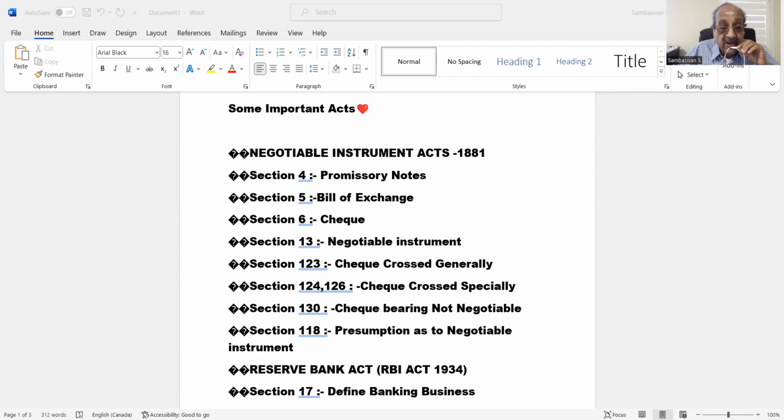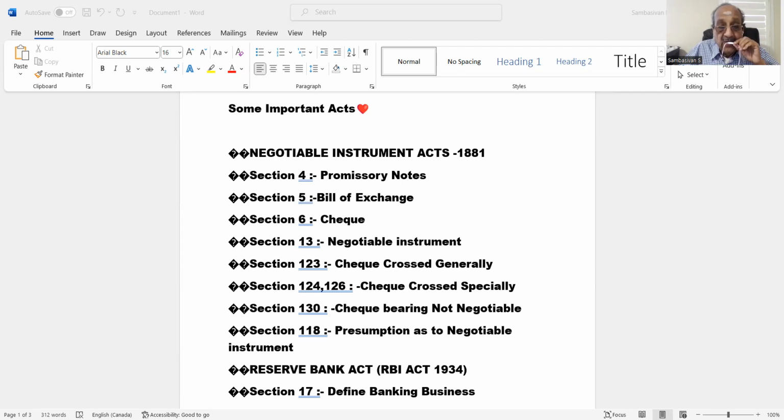Section 131, very important. If a bank collects a crossed check for a properly introduced customer in good faith and without negligence, the bank will not be liable even if the title of the check is defective. The protection available is called protection against conversion. Conversion is defined as interference with title.